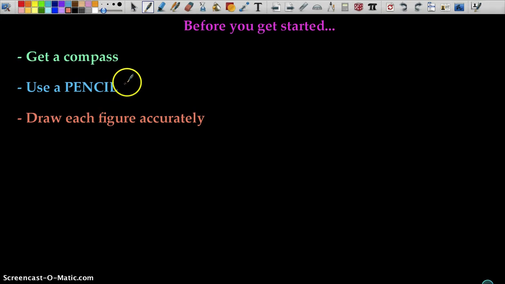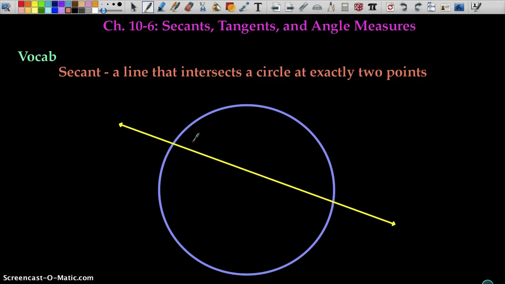Use a pencil so that you can fix anything if you make a mistake, and then make sure you draw each figure accurately. So make sure it matches what I have. And I would recommend drawing it out and then listening to what I have to say afterwards. Alright, so let's go ahead and get started.